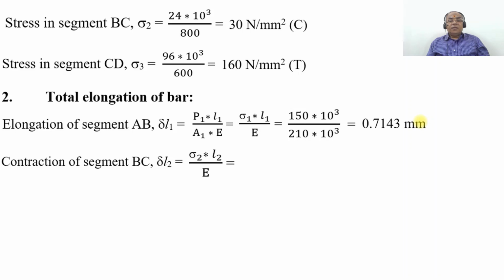Similarly, contraction of the segment BC will be equal to sigma 2 into L2 by E. Sigma 2 is 30, L2 is 1.5 into 10 to the power of 3, divided by Young's modulus, which is 210 into 10 to the power of 3. On simplification, you are going to get 0.2143 mm.